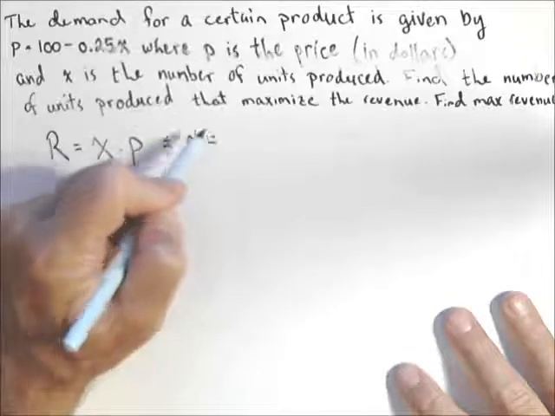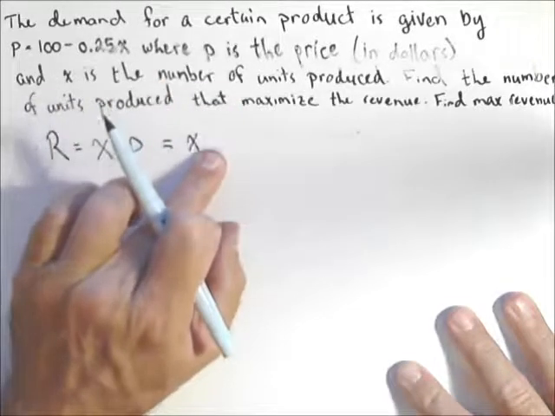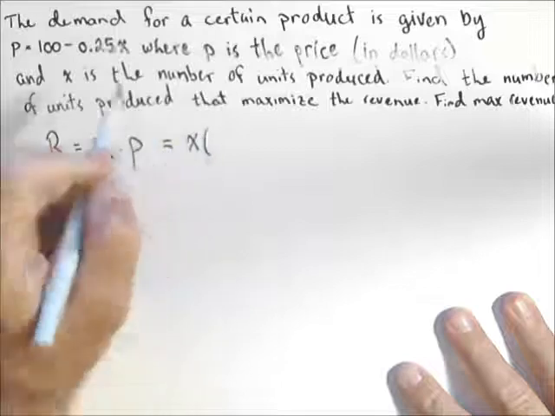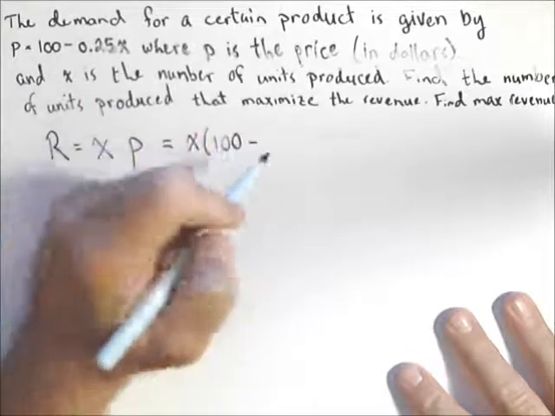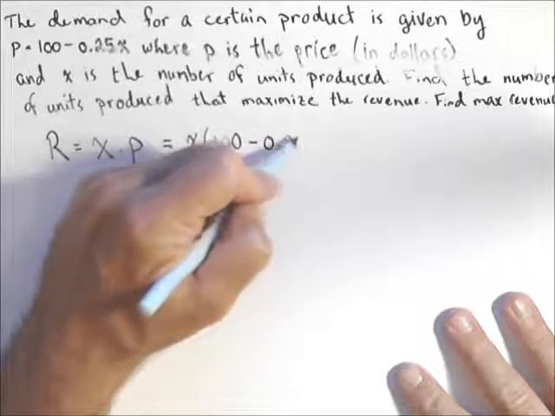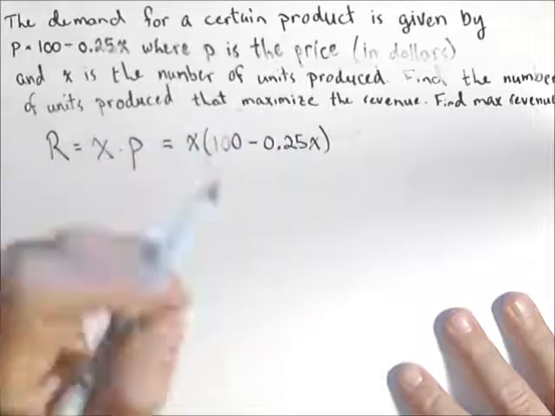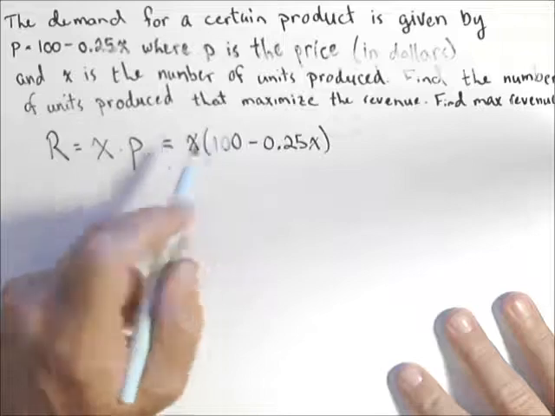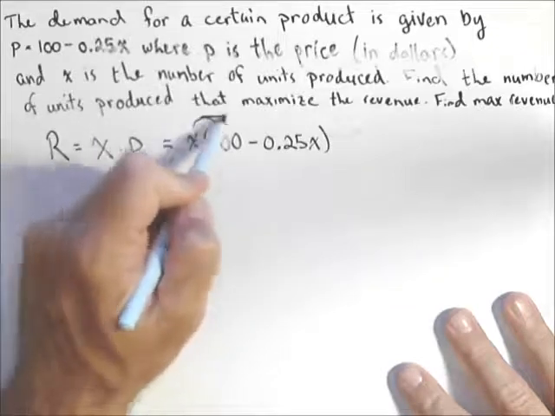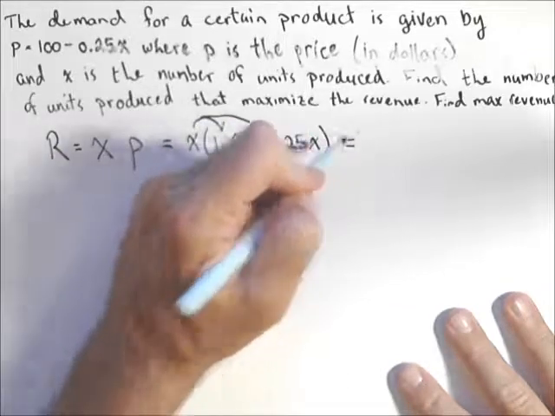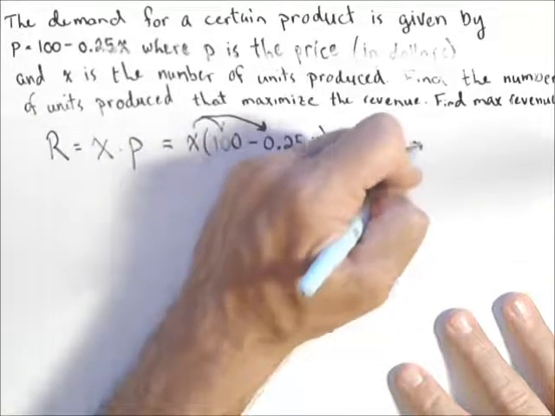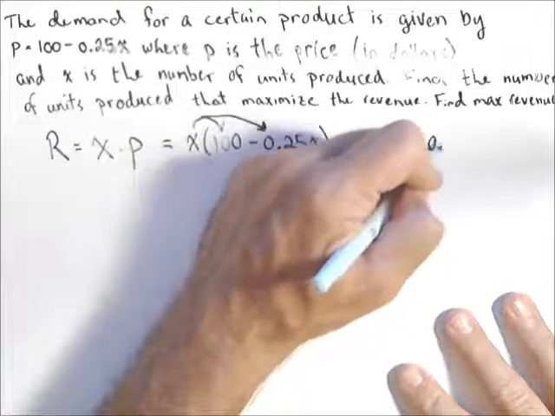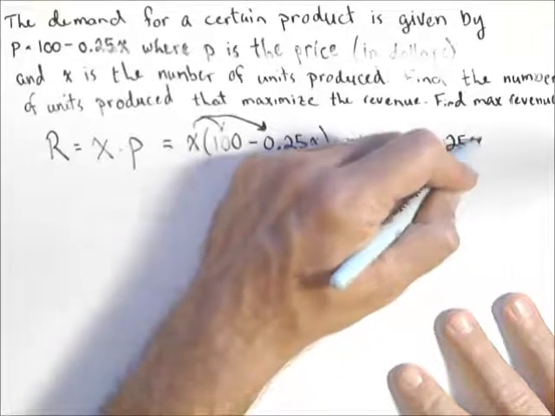is x times 100 minus 0.25x. Distribute the x and you're going to see that we actually have a quadratic here, which equals 100x minus 0.25x squared.